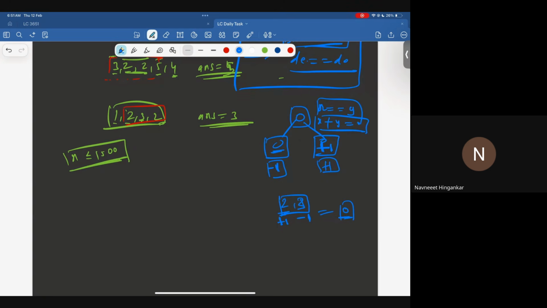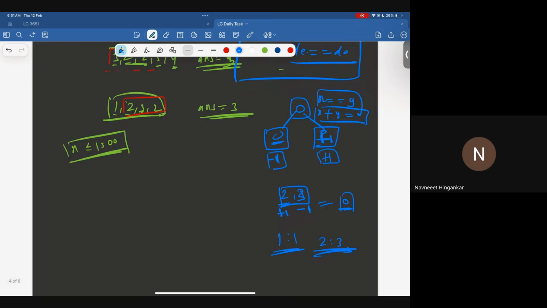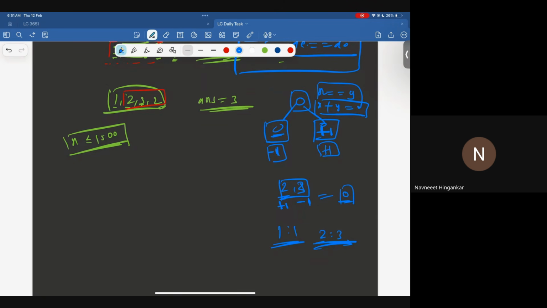Now if I change the question, instead of balanced, I need to find in the ratio not 1:1, but in the ratio 2:3. Then what would you do? So I basically need 2 evens and 3 odds. What I will try to do is, for each even number, replace it with 3. Basically I need even divided by odd equal to 2/3. So I need to replace every even number with 3 and every odd number with 2 or -2.